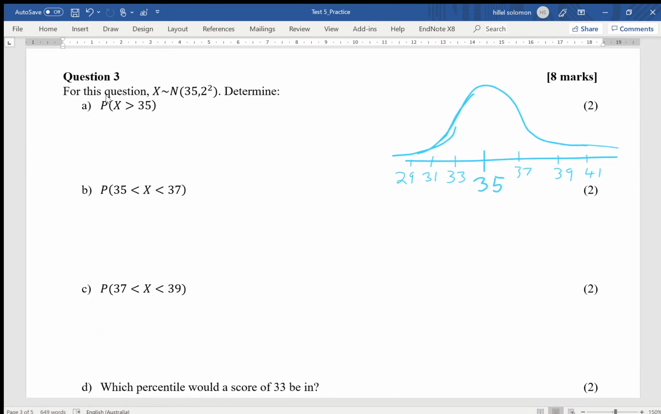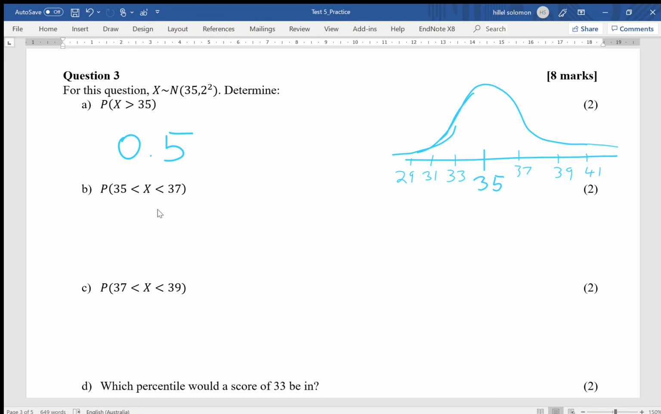Question A, what's the probability that x is greater than 35? Well, that's an easy one because 35 is the mean, and we know that half of the scores lie above and half lie below the mean. So the probability would just be 50% or 0.5, because remember we write our probabilities not as percentages but decimals. Question B, what is the probability that x lies between 35 and 37?